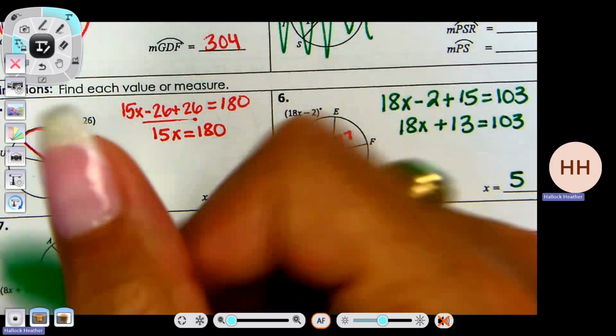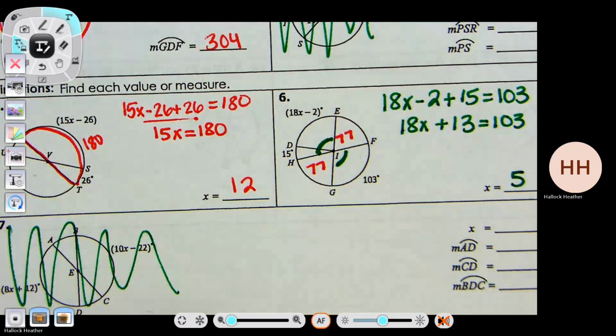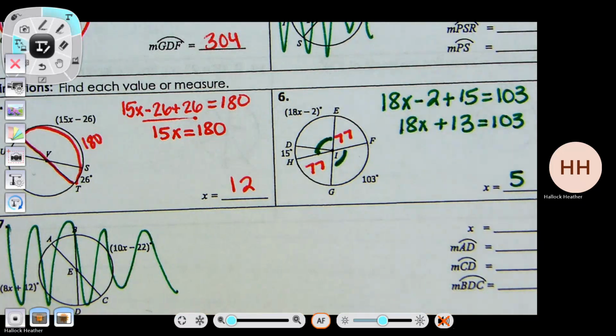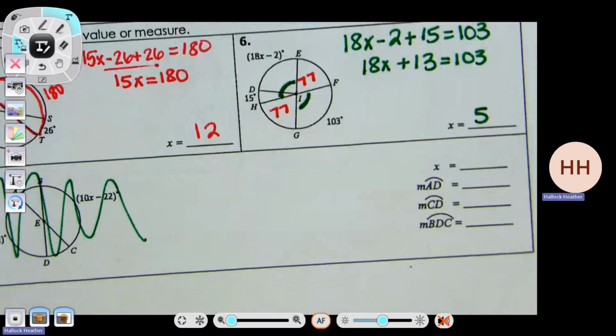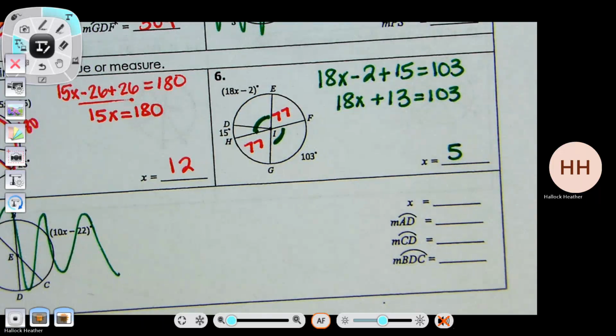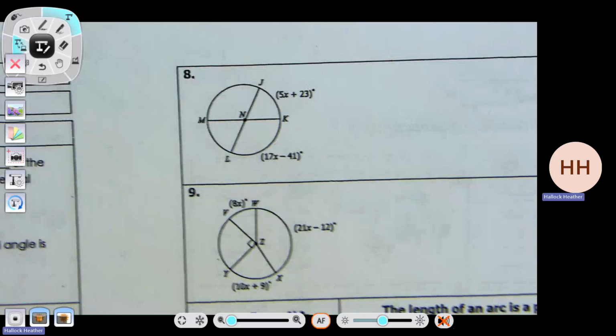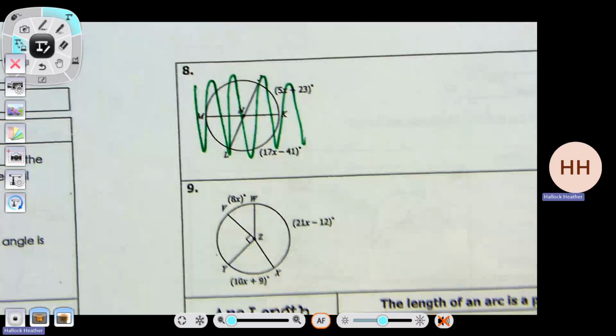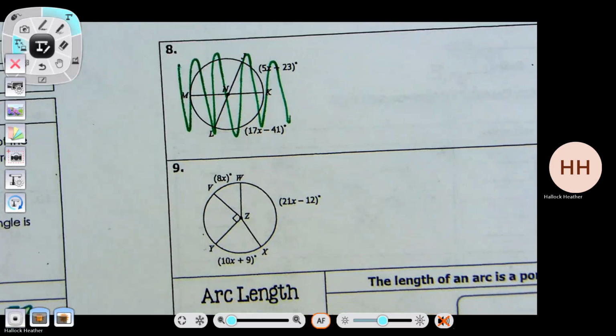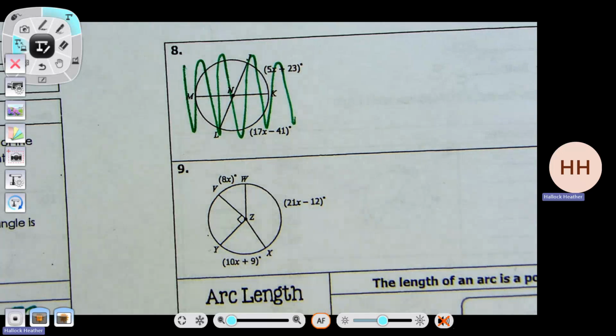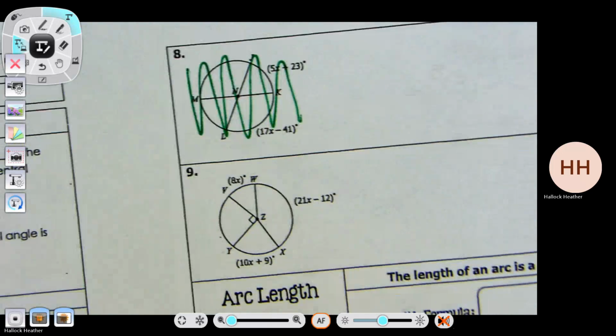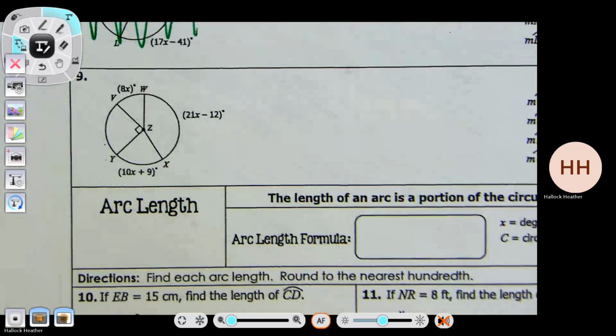Okay, let's cross out number 7. Let's cross out number 8. Let's skip 7 and 8. Let's go to number 9.